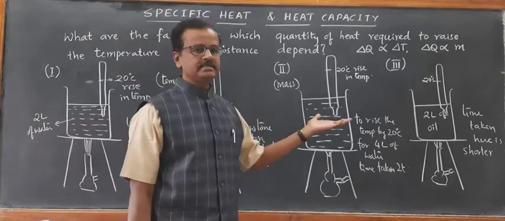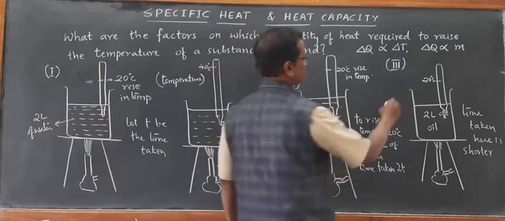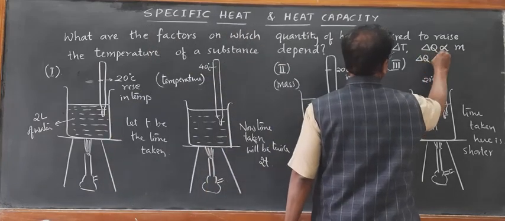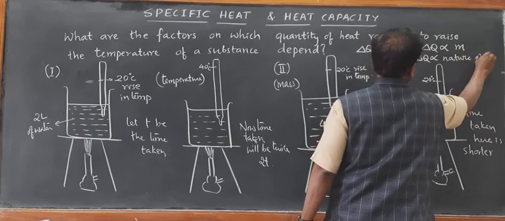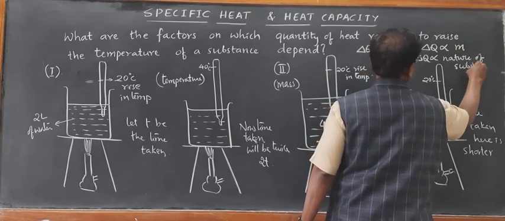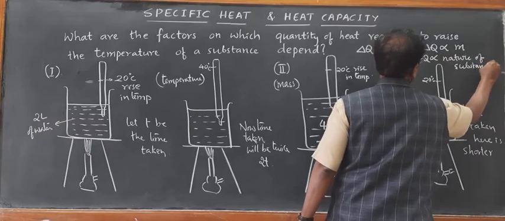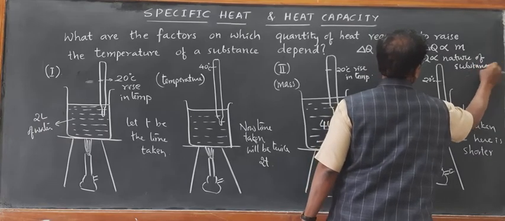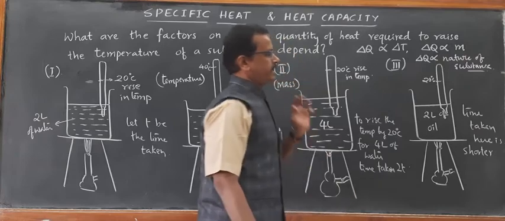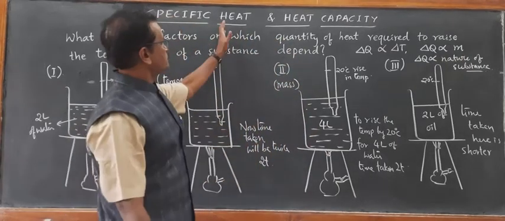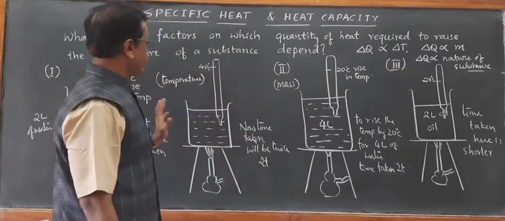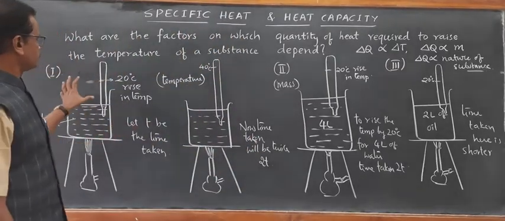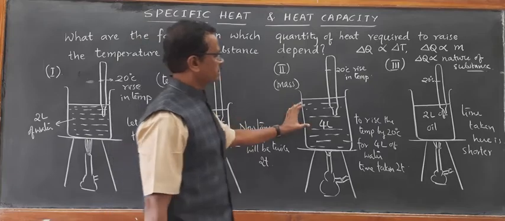And one more quantity is the nature of substance. Heat required is directly dependent on the nature of substance. This nature of substance will be described by a characteristic quantity called specific heat. That's what we are going to learn now. I think you got the point from these three observations, three steps: first one, second one, third one.